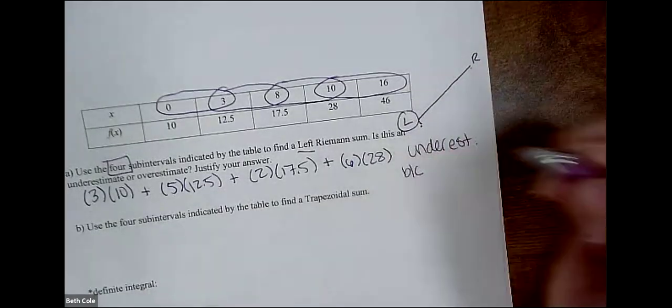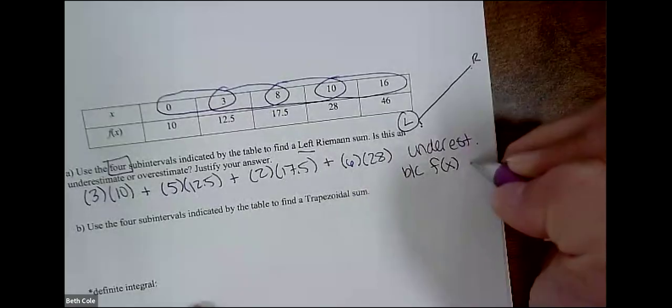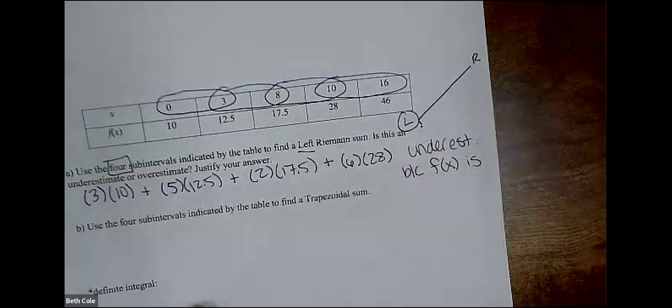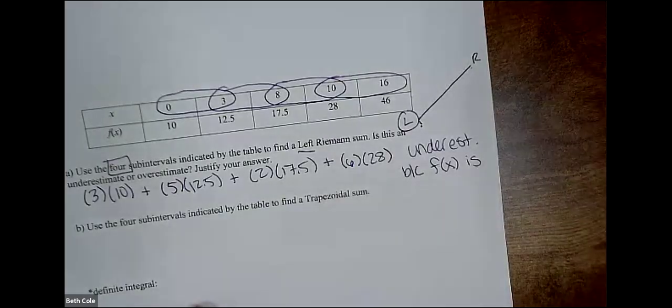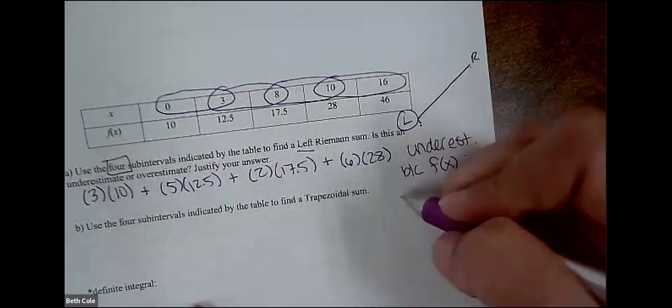Underestimate because f of x, and don't say it, no pronouns. They won't take that. You have to, and some of you learned that on your last test. You have to say f prime or f double prime. Because f of x is what? What did you tell me these numbers are doing? Increasing. I tricked you into already saying it.